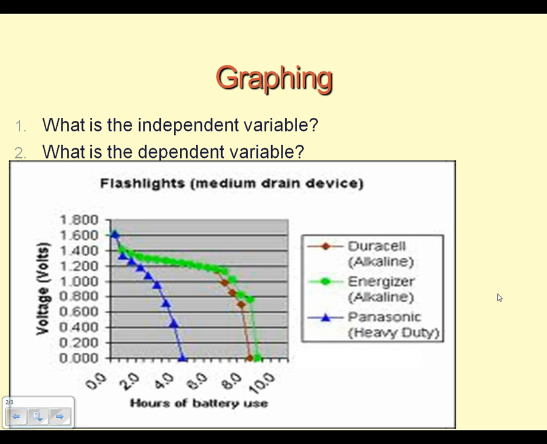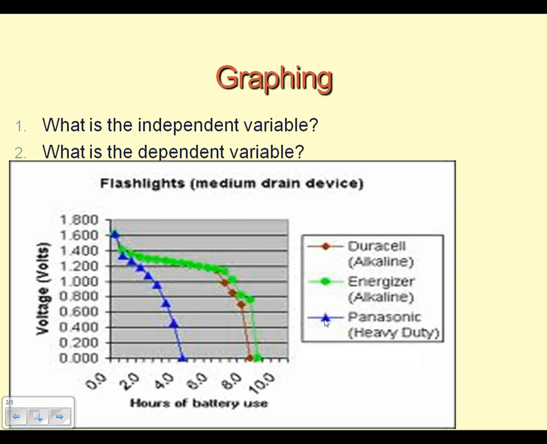Reading the graph, we can start by looking at our x-axis, which tells us hours of battery use, and our y-axis over here, which gives us the voltage in volts. And we see the title of our graph, Flashlights, Medium Drain Device. We do have 3 different items graphed here, but the key to the right lets us know that the red happens to be Duracell battery, the green is an Energizer battery, and the blue is a Panasonic battery.